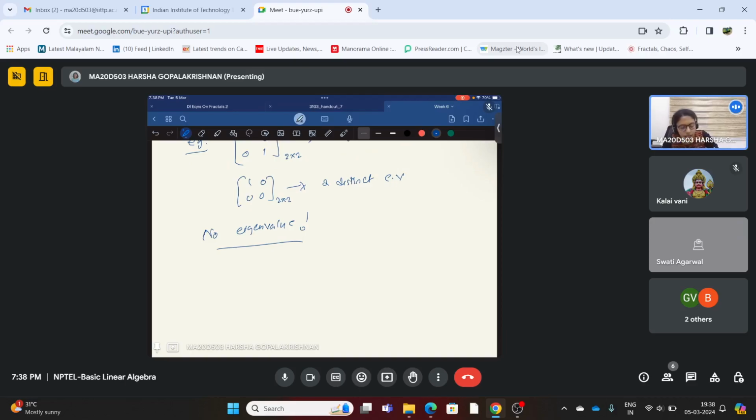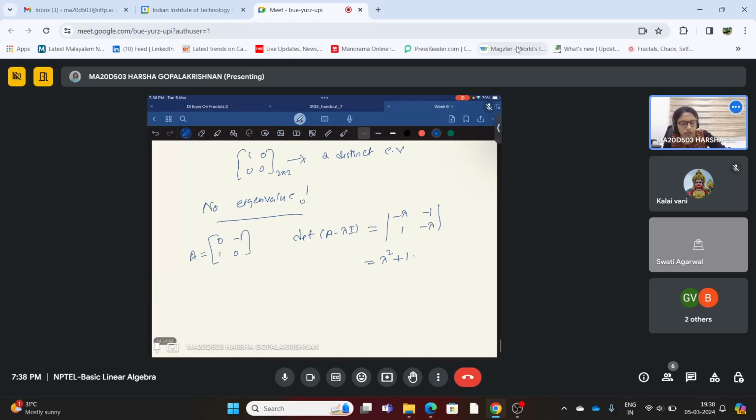Now we will start with the matrix 0 minus 1, 1 0. Let us see what is the determinant of A minus lambda I. That means minus lambda, minus 1, 1, minus lambda. This is nothing but lambda square plus 1. Now is lambda square plus 1 equal to 0 as a solution? No real solution.